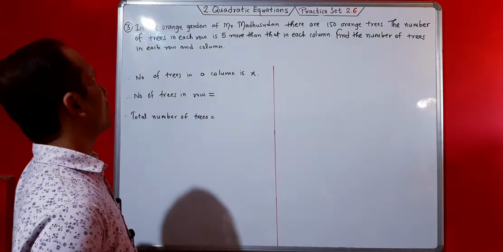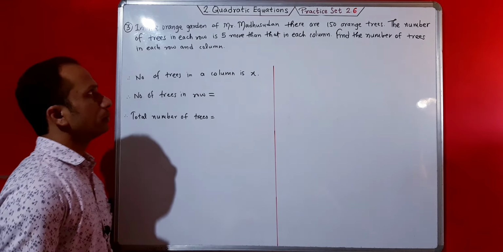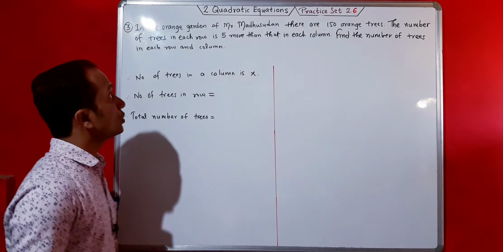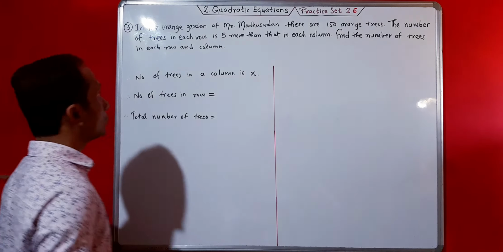It is the activity based problem, the orange garden, okay. In the orange garden of Mr. Madhusudan, there are 150 orange trees. The number of trees in each row is 5 more than that in each column. Find the number of trees in each row and column, okay.